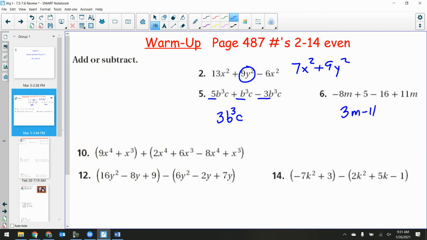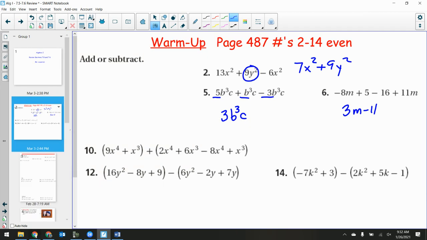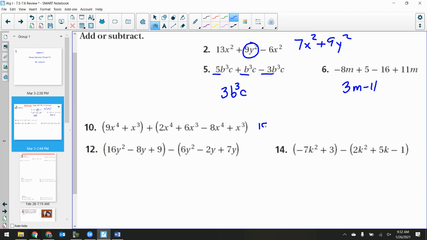3m minus 11, good. Now remember, those top 3 are all monomials, single term things. Now we're getting into adding and subtracting the polynomials. See number 10, look at that one. I've got a binomial plus a polynomial, right? Both quartic. So what would that be here, Kira? What would that be for number 10? What's my answer there? 15x to the 4 plus 8x to the 3. Okay, let's check that. I've got a 9, a 2, and a negative 8. x to the 4th.